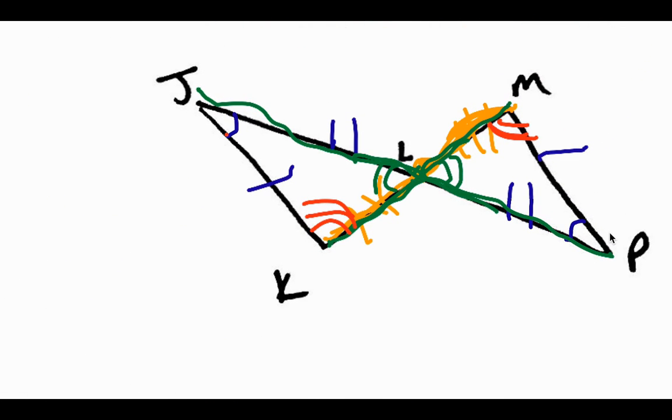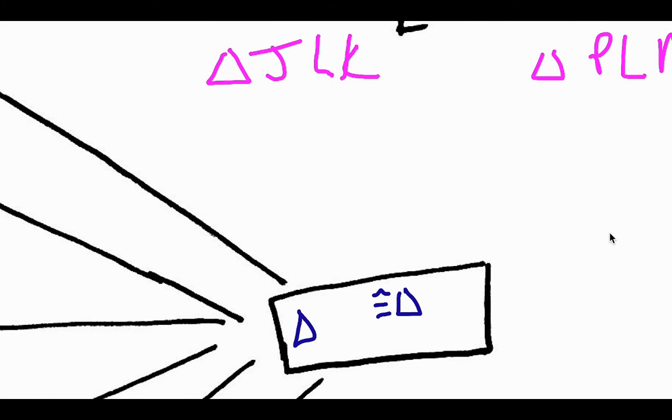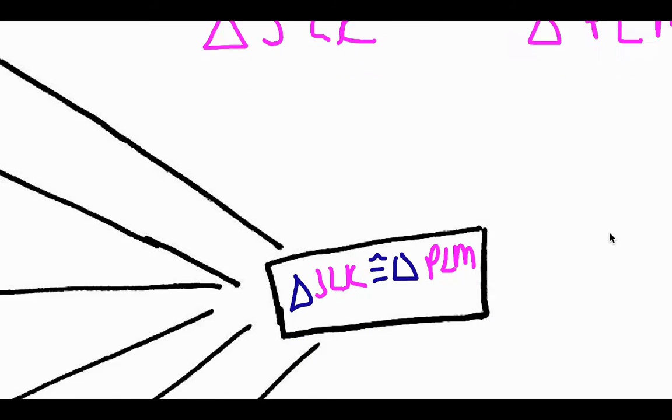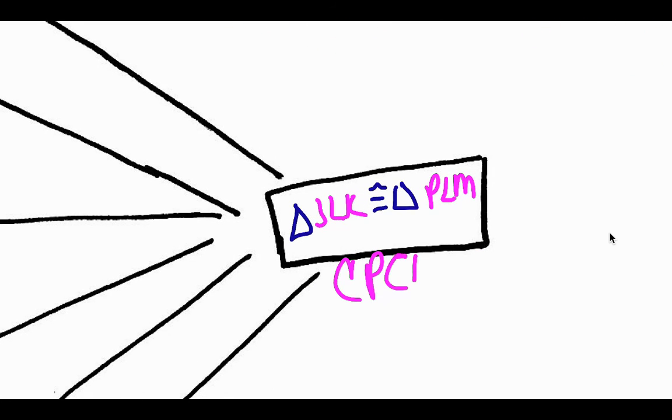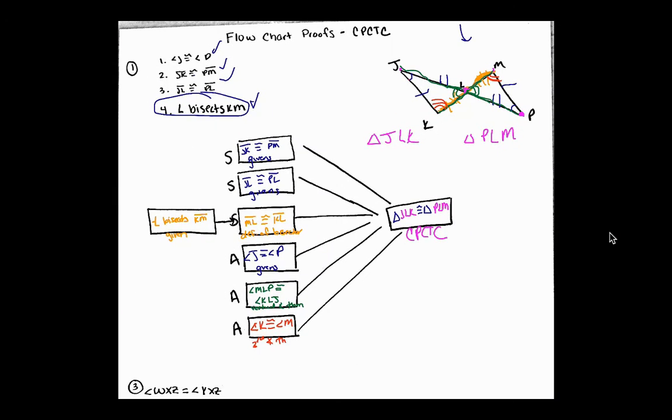And we can write this in a couple different ways. So let's just pick one. I think one of the easiest ways to do this is to go in order of the way you mark your angles. So I had J with 1, L with 2, and K with 3. And then I had P with 1, L with 2, and M with 3. So JLK and PLM. And the reason is going to be CPCTC. And that is a triangle congruency proof.